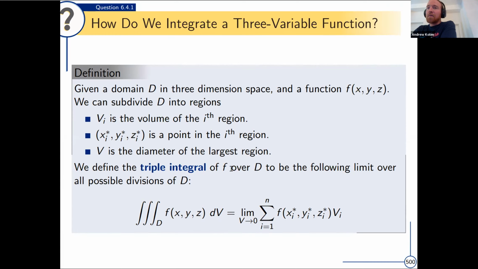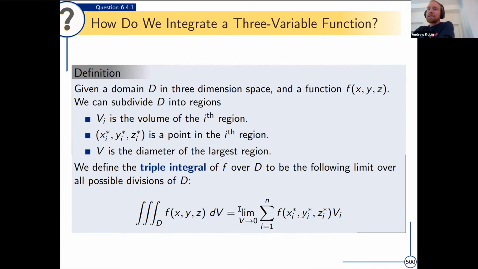And here's how we're going to define it. The triple integral of f over the region D in XYZ space is going to be the following limit. We'll write it using three integral symbols to denote that there are three variables being integrated over D of f. And the differential here, dV, denotes the differential with respect to volume, whereas previously dA was for area in two variables.